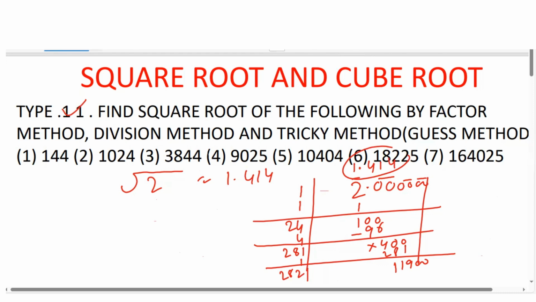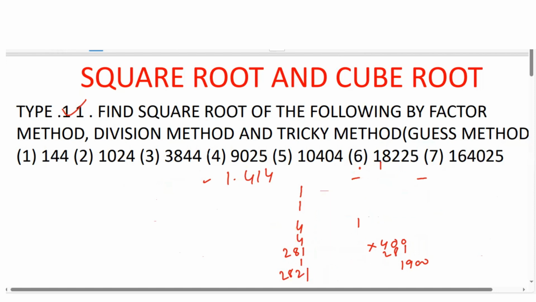Okay. Now we understood the factor method and the division method. My target was initially the tricky method or guess method, because these two methods everyone knows. Let us see what this tricky method or guess method is to find the square root of any number.